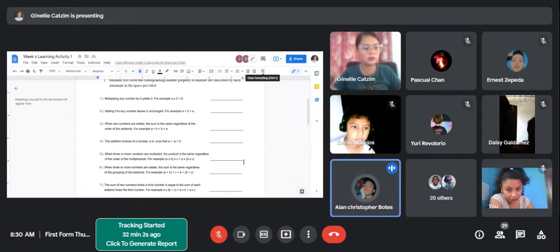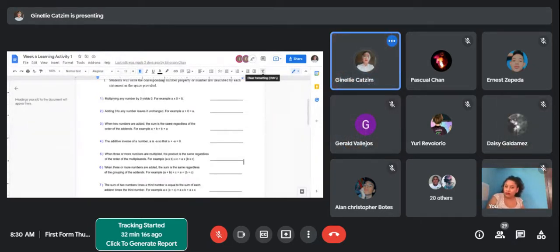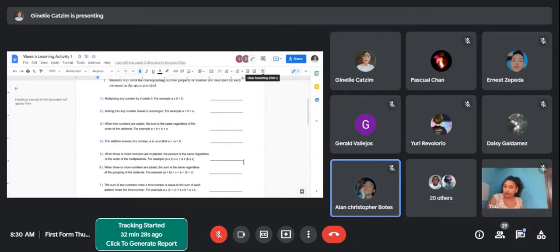Commutative law of addition. Okay, very good. The commutative law of addition. Number 4, the additive inverse of a number A is negative A so that A plus negative A equals 0. Inverse for number under addition. The inverse for addition, that's the inverse property, right?